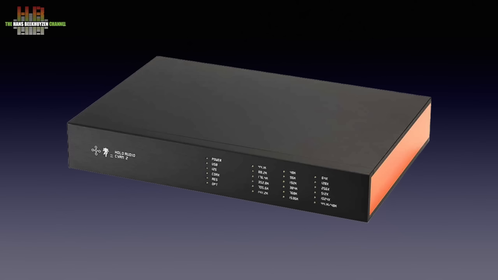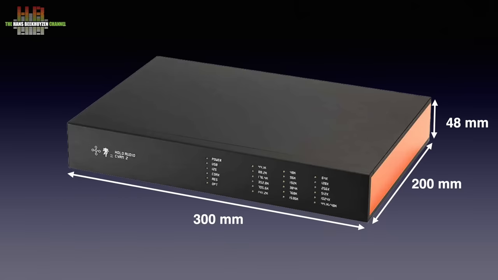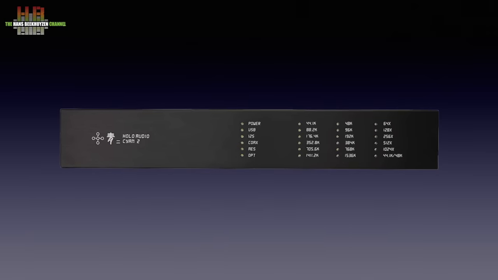The design style of that cabinet is in line with other HoloAudio DACs. Black front, top and black with brass side panels. It's a very sturdy construction that measures 300 by 200 by 48 mm and weighs 3.5 kilos. On the front, we see four rows of LEDs. From the left, the first one indicates the power status and the active input. The second and third row show the sampling frequency, where the second row indicates 44.1 kHz based sampling frequencies and the third row 48 based ones.